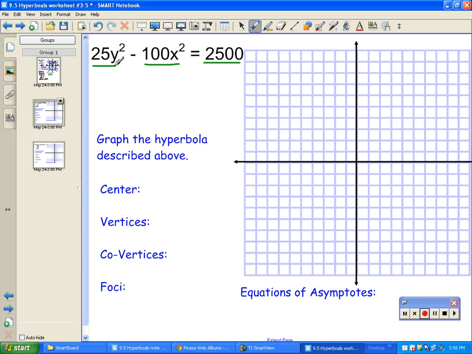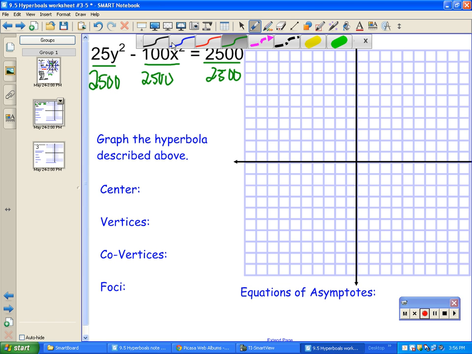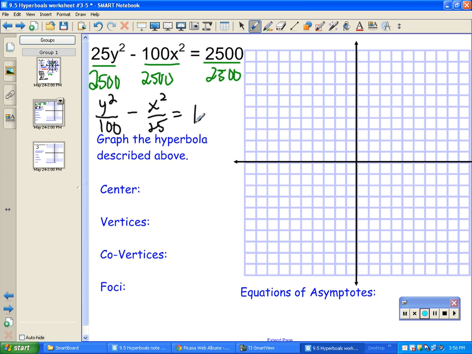Okay, so if we divide this by 2500, that by 2500, and that by 2500, we're going to end up with 25 divided by 2500 is y squared over 100 minus, this is going to be x squared over 25 equals 1. Okay, this looks a little bit more familiar.